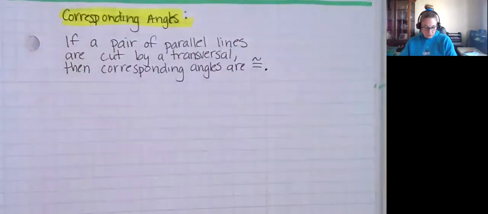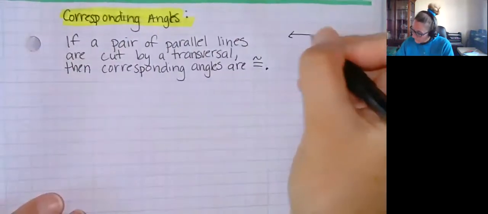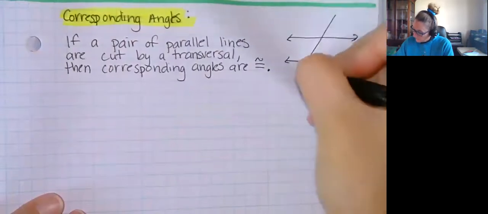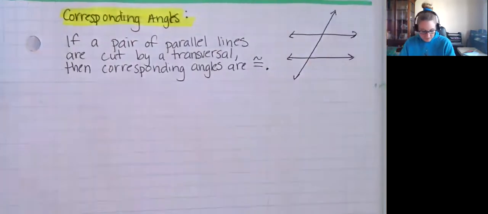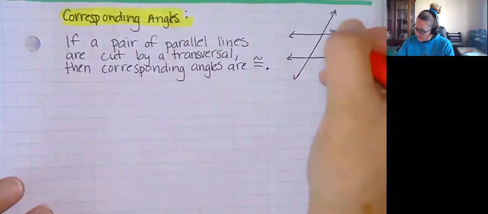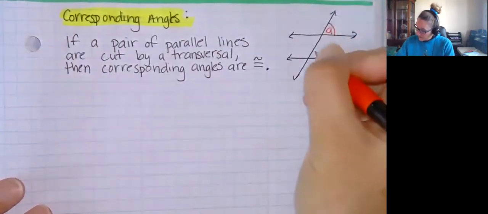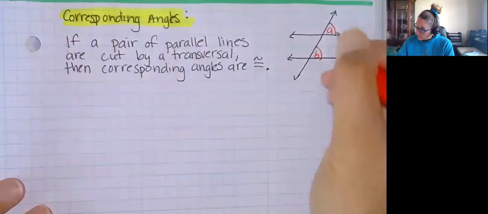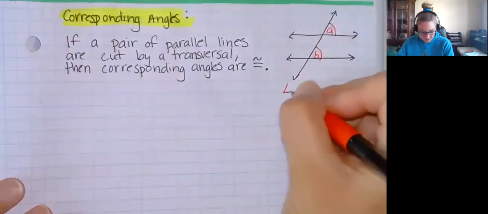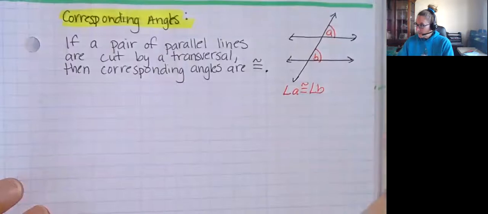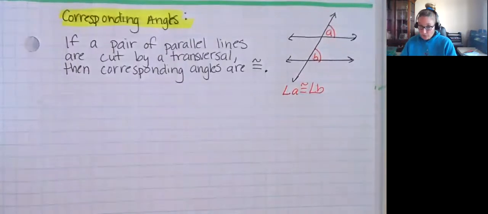And a picture of that. So here's my parallel lines cut by my transversal. And let's say we'd have angle A, okay? And this is angle B. These are corresponding angles. And we would say angle A is congruent to angle B. Now the converse is also true.